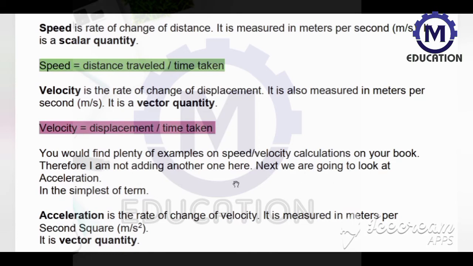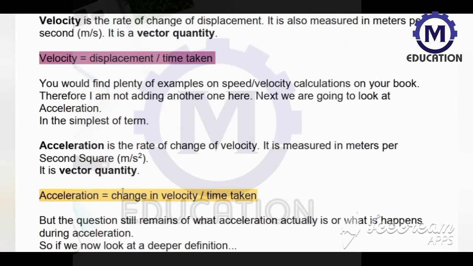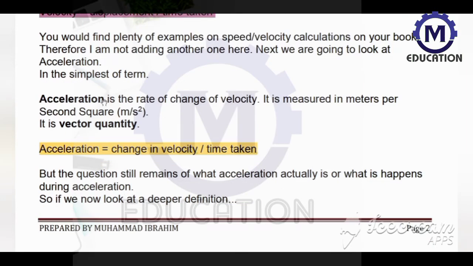Next, we are going to look at acceleration. In the simplest terms, acceleration is the rate of change of velocity. It is measured in meters per second square. It is a vector quantity. The formula of acceleration: acceleration is equal to change in velocity upon time taken. Change in velocity means final velocity minus initial velocity.